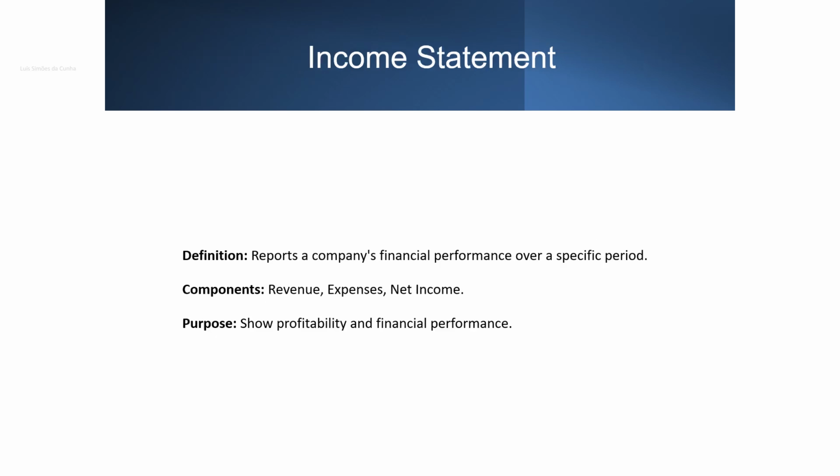The income statement, also known as the profit and loss statement, reports a company's financial performance over a specific period, typically a quarter or year. It includes components such as revenue, expenses, and net income. The primary purpose of the income statement is to show the company's profitability and financial performance, indicating how well it generates profit from its operations.